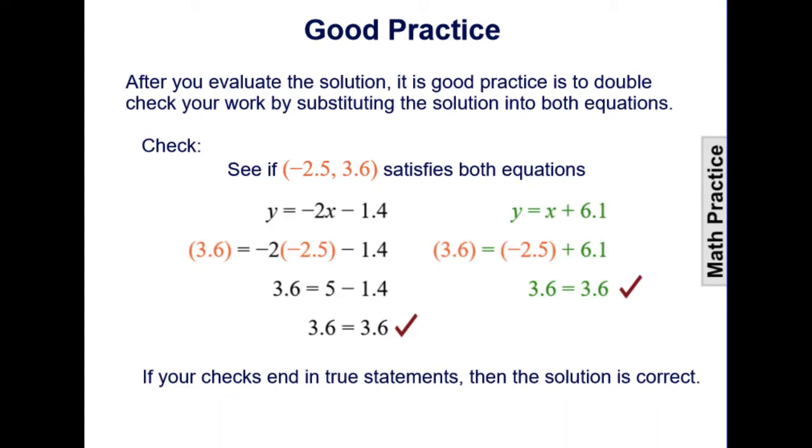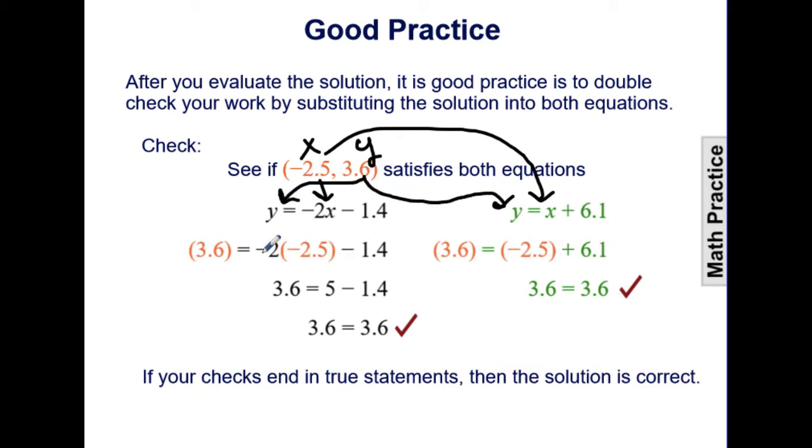After you evaluate for the solution, it's good practice to double check your work by substituting that point into both equations. So if we want to check to see if our answer, negative 2.5 comma 3.6, satisfies both equations, we'll take x as negative 2.5 and substitute that in for x, and we'll take y as 3.6 and substitute that in for y in both equations. When we make our substitutions and simplify down, it does make both equations true. 3.6 equals 3.6 in both cases. So that means the solution is correct.